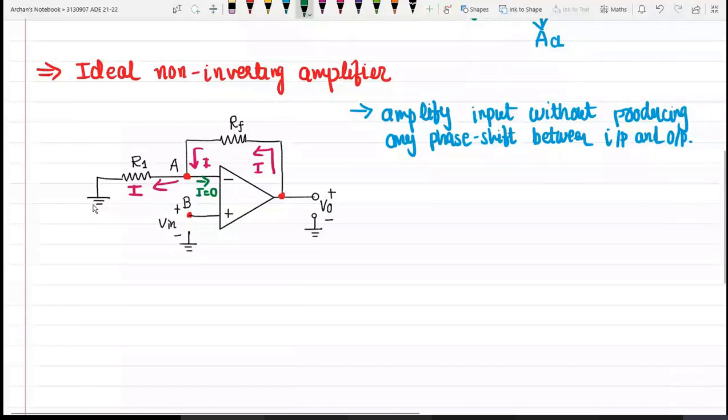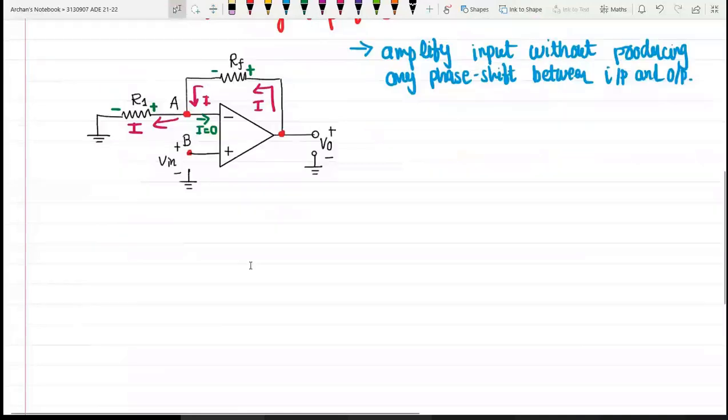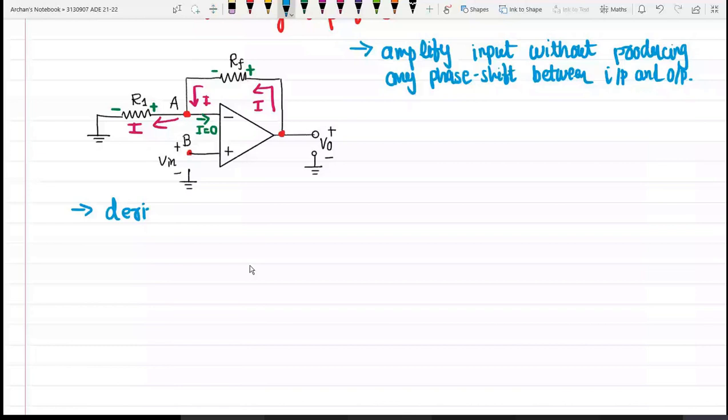Now the question is, this is the amplifier circuit, so by what amount have we amplified our input signal? We are interested in deriving the gain of this amplifier. So let us try to derive the closed loop gain. Okay, now here, this node B is at potential V in.